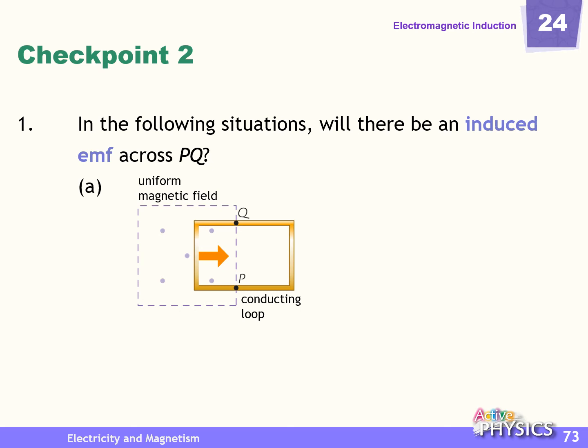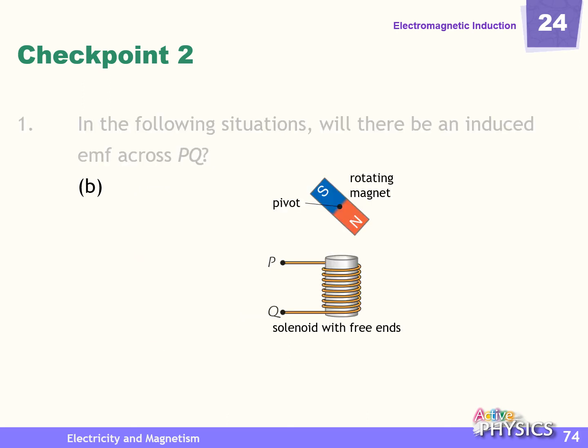So in the following situations, will there be an induced EMF across PQ? Yes or no? Okay, so you can apply Lenz's law. Yes, because the number of field lines is dropping. So less and less dots will pass through this loop. So what will the loop do in this situation? Sorry, it will create some dots, right? So there will be an induced EMF.